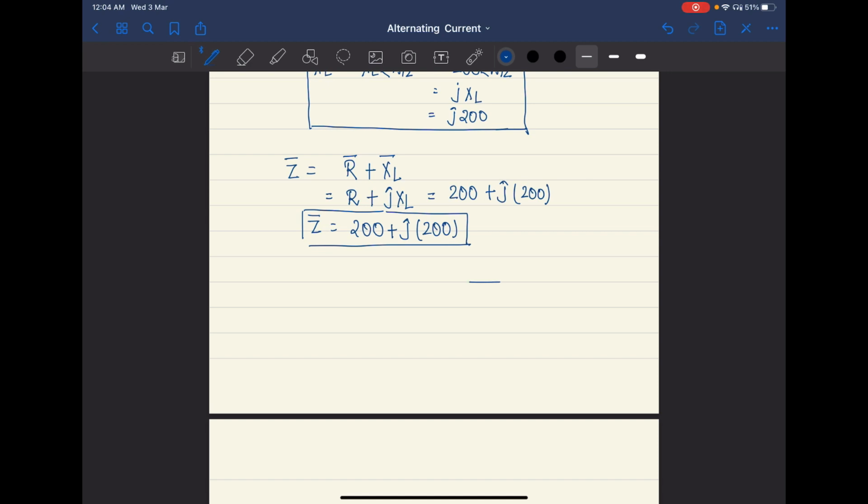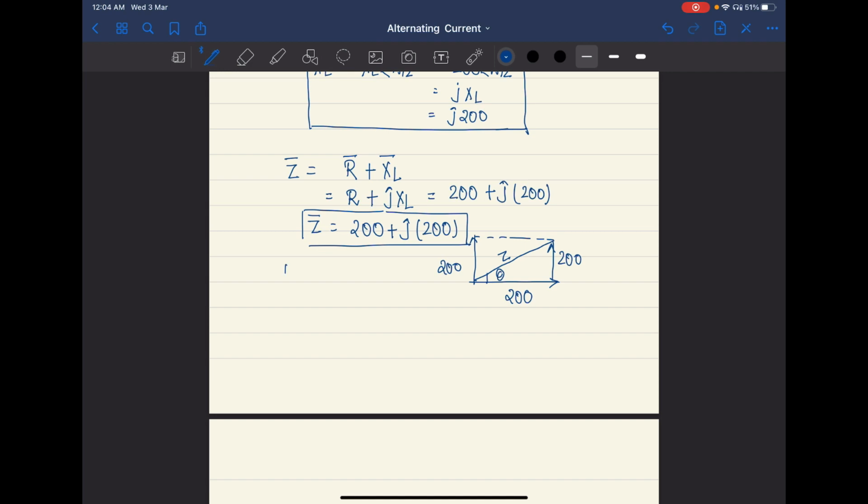So on plotting the phasor diagram here, we can say this real part is 200 and this imaginary part also 200, right? Adding these two vectors, the resultant is the Z phasor. So this is Z, and this angle is, let's say, theta.